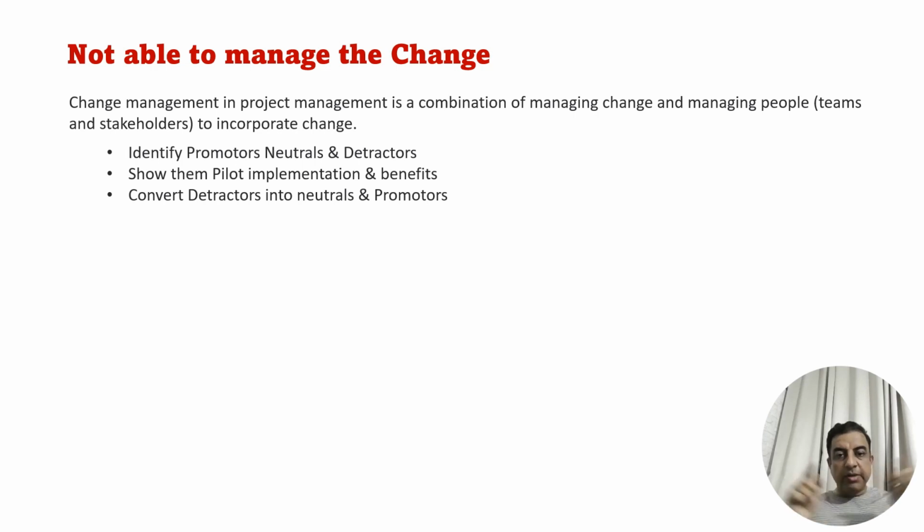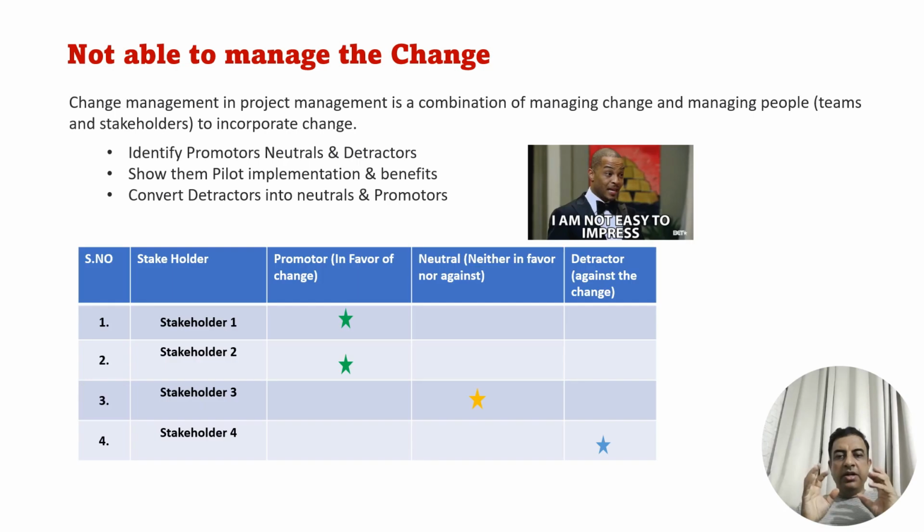Change management under project management is a combination of managing change and managing people to incorporate that change. The people could be the teams and the stakeholders. So you could have promoters, neutrals, or detractors in a particular list of stakeholders. It is the most important thing to move your detractors either to neutral or to promoter. How can that happen? It can only happen when you implement some pilot in the areas where the promoters are and show the result of that to the detractor, that yes, this new change is beneficial, and they will move from the tag of a detractor to either neutral or promoter.